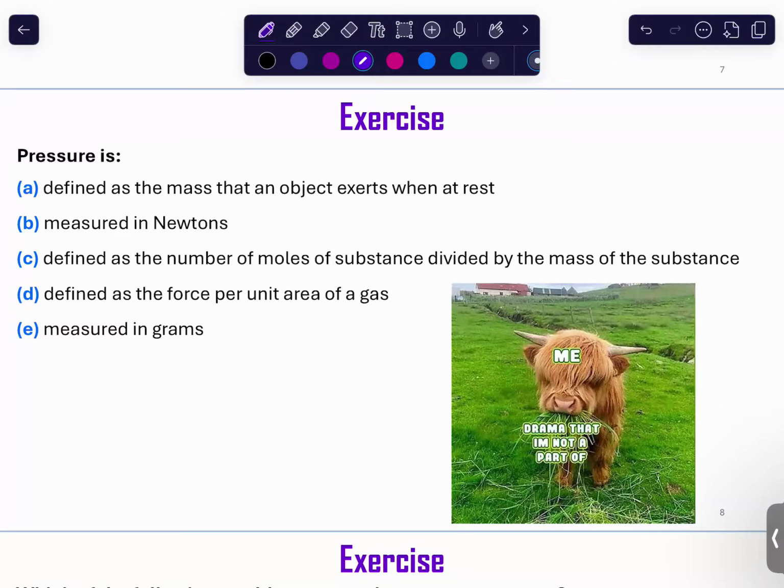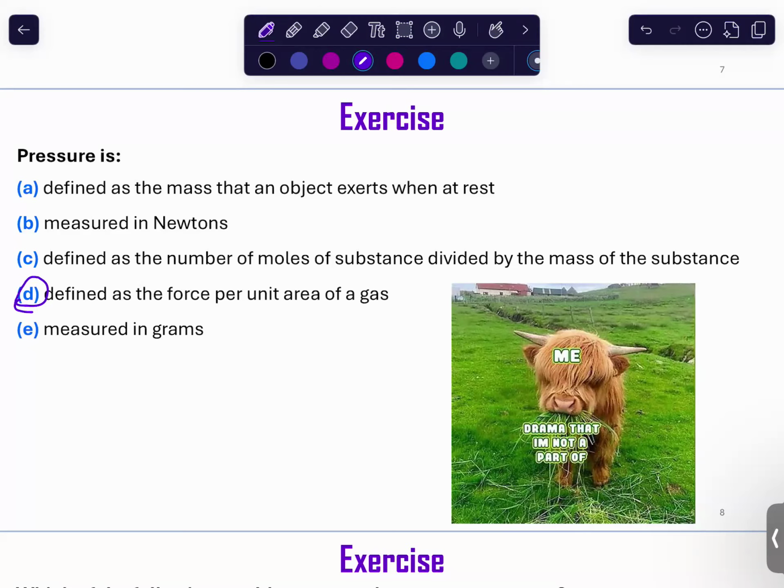So what do we think it is? It is D. So let's think about that. Mass an object exerts when at rest. Well, you can look at that a number of ways. It's like the kilograms you possess in your mass, or it could be your weight, which is your gravitational force. Well, that's not pressure. Measured in newtons. No, why? What do newtons measure? Force. It's the wrong unit.